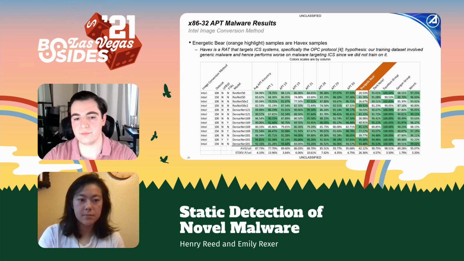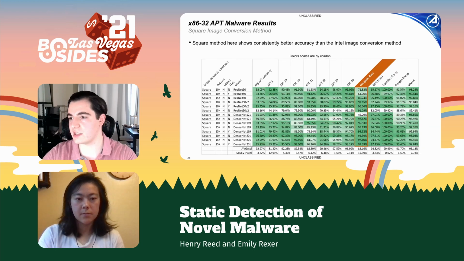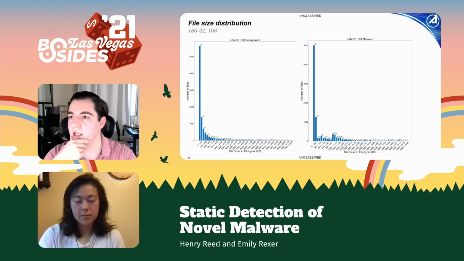Because we haven't trained on it, it doesn't do so well, and because it's so much different than ordinary malware. However, if we switch to the square image conversion method, you can see that all around the board, the accuracy has increased. There's a whole lot more green and a whole lot less white. And you can also tell that the DenseNet 201 on average does generally better than the other methods here. So now that we went over our results, let's see if we can analyze them.